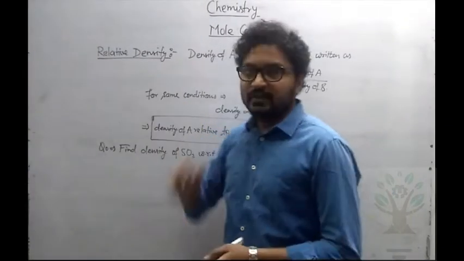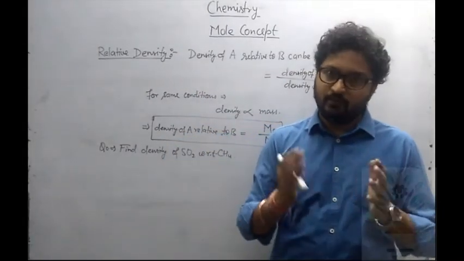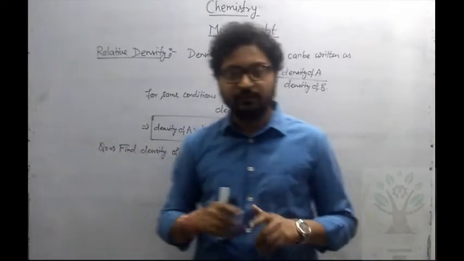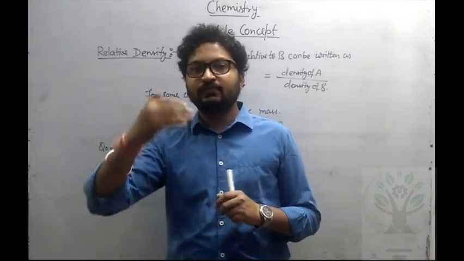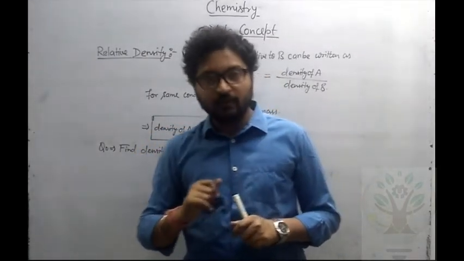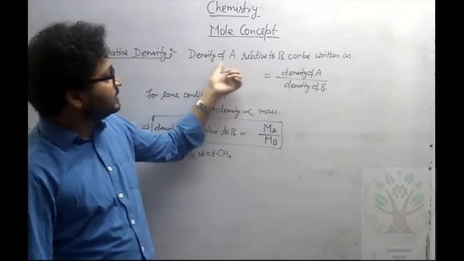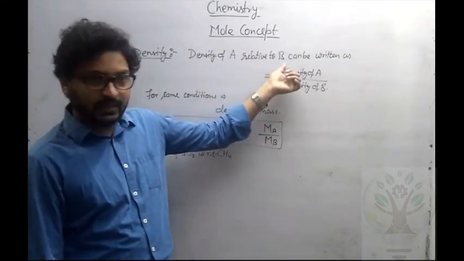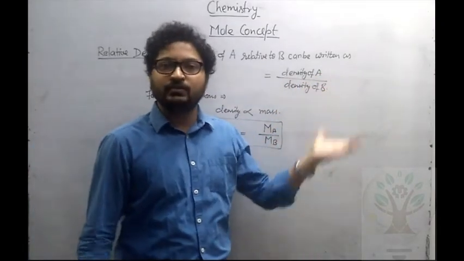Okay, relative density. Do you know density? Density is what? Mass per unit volume. Okay, that you already know. Now we are talking about relative density. Relative density means density of some substance with respect to another. Let's say there are 2 elements A and B. So we can write density of A relative to B. How can we write this? We will write it as simply density of A upon density of B.